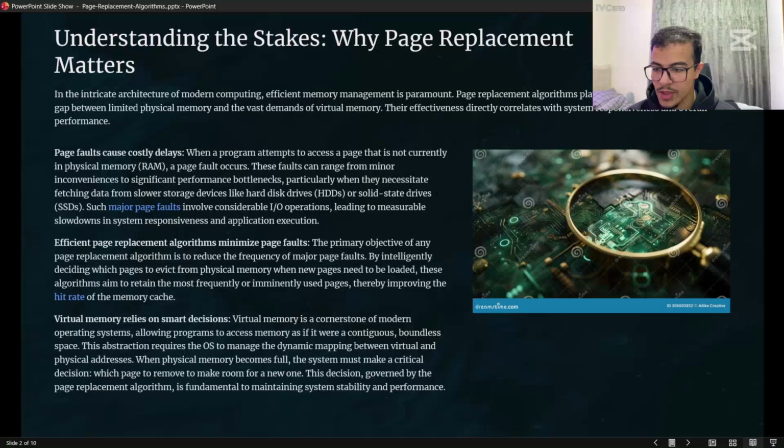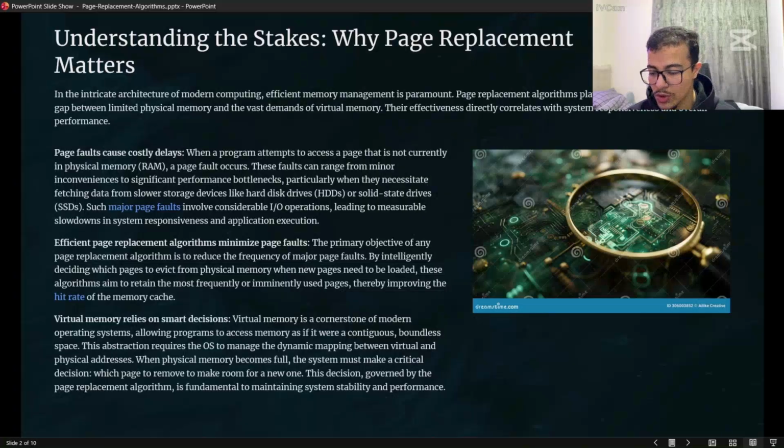Efficient page replacement algorithms minimize page faults. The primary objective of any page replacement algorithm is to reduce the frequency of major page faults by intelligently deciding which page to evict from physical memory when new pages need to be loaded. These algorithms aim to retain the most frequently or imminently used pages, thereby improving the hit rate of the memory cache.